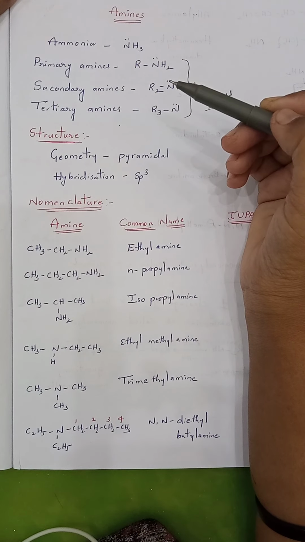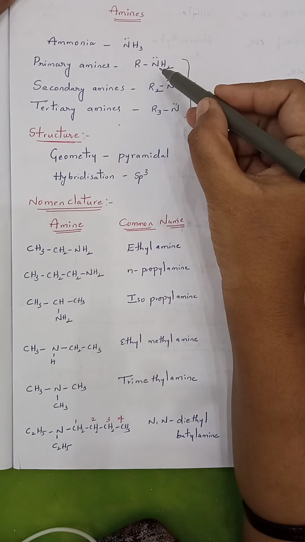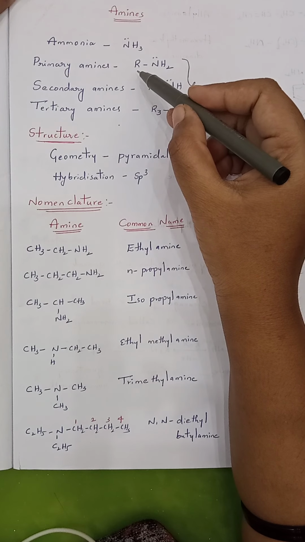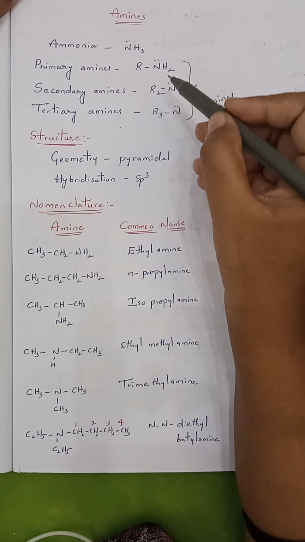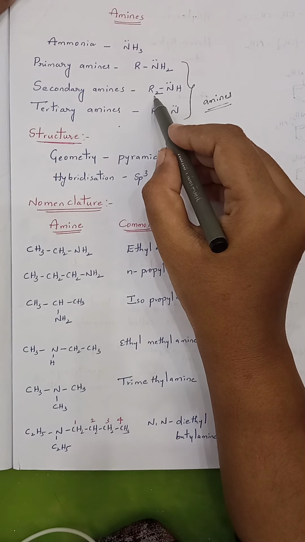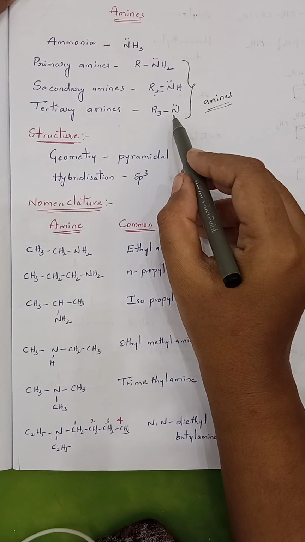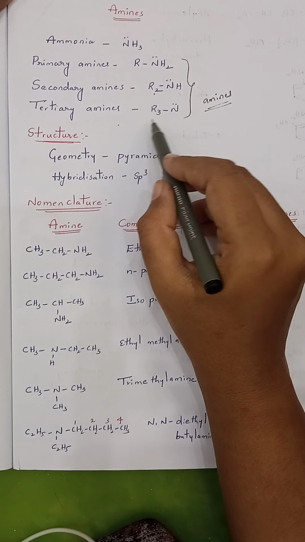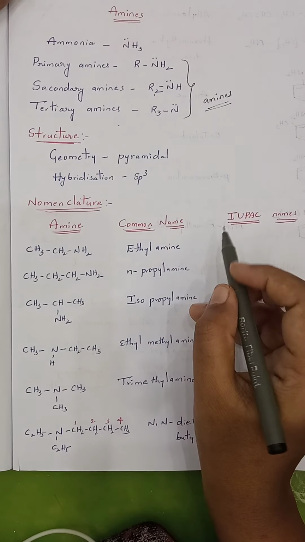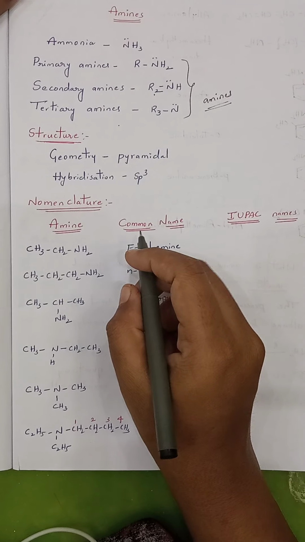They differ only in the number of alkyl groups. If the nitrogen of ammonia is attached with only one alkyl group, that is called a primary amine. If the nitrogen in ammonia is attached with 2 alkyl groups, that is said to be a secondary amine. If all the 3 hydrogens of ammonia are replaced by 3 alkyl groups, then that is said to be a tertiary amine. Now we want to study their structures.